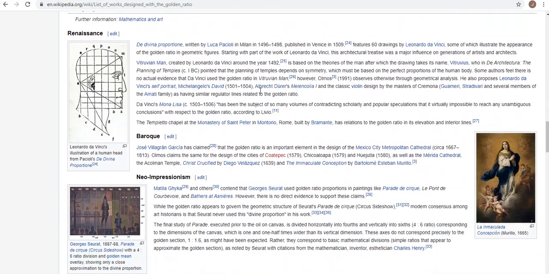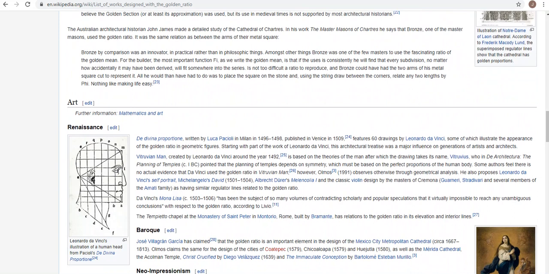Even today, we see a lot of the proportions. And why again? Well, we'll get to that in a little bit.